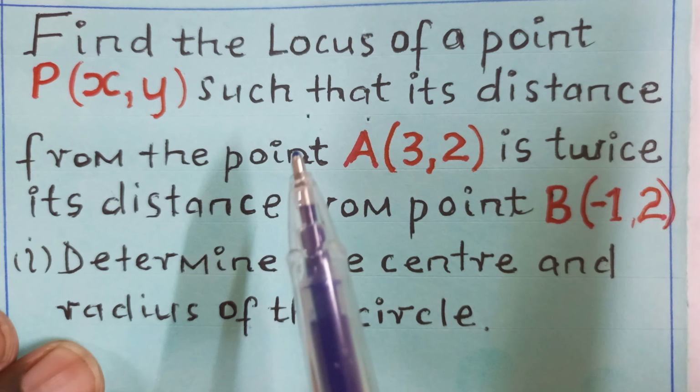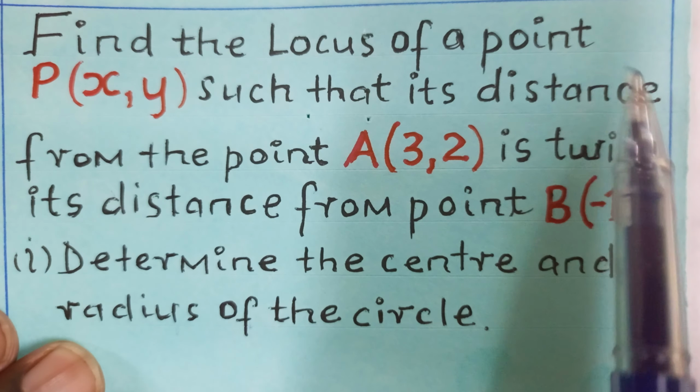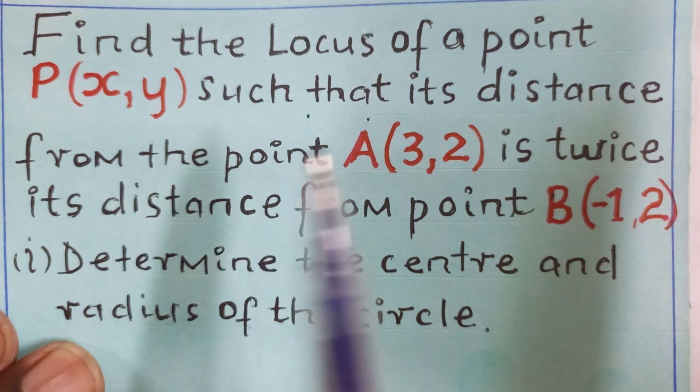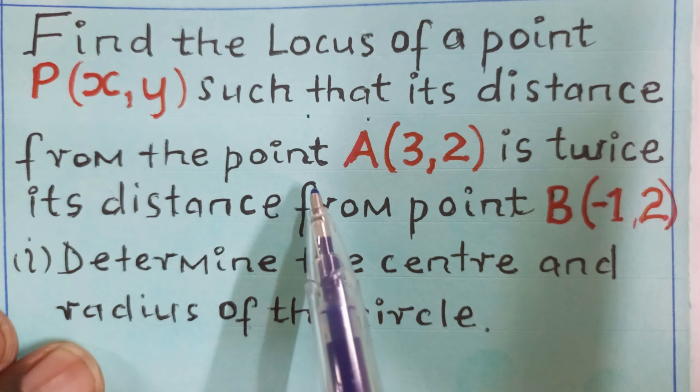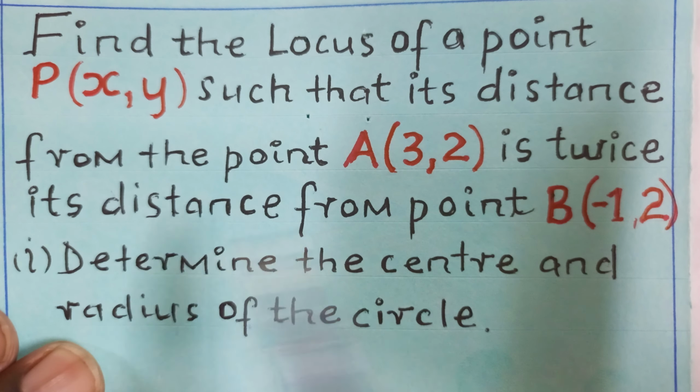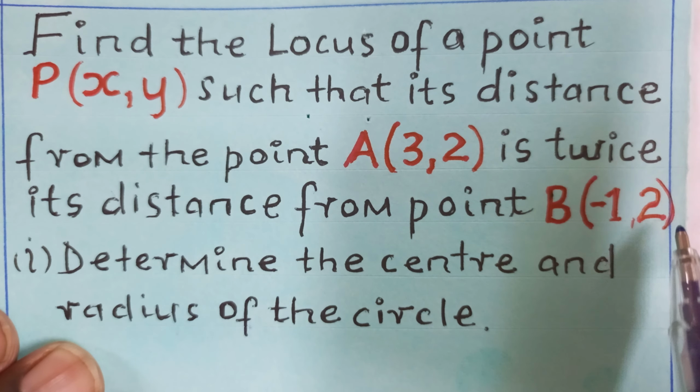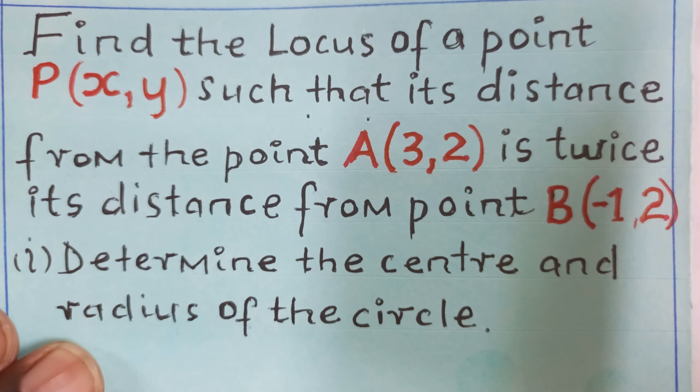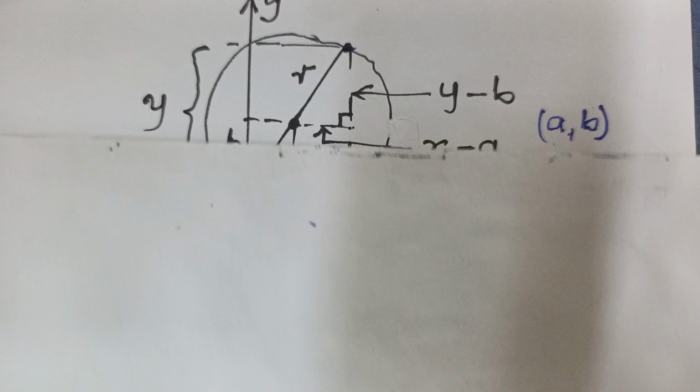Let's do this problem. Find the locus of a point P(x, y) such that its distance from the point A(3, 2) is twice its distance from point B(-1, 2). Determine the center and the radius of the circle. So guys, we do this problem, but first, let's look at the equation of a circle.